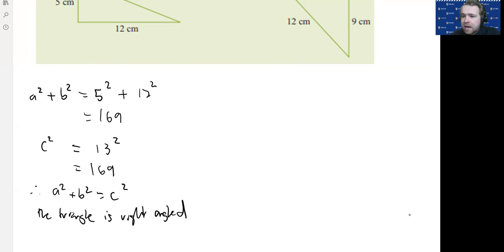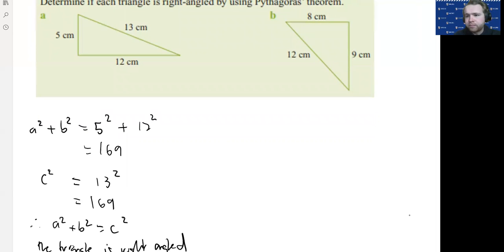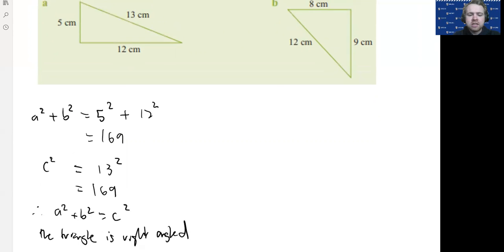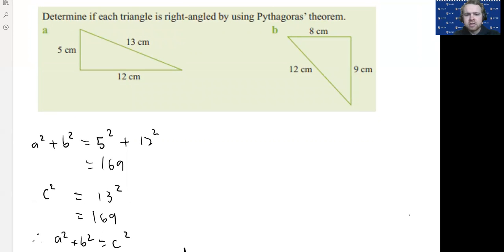The way we set out our working and show our logic is important. We first worked out what a squared plus b squared was, and we wrote that down, substituting the values of the short sides in for a and b. And we got our answer. Then we did a new equation and found what c squared was equal to. We recognized that we got the same answer for the two. So therefore, a squared plus b squared equals c squared, and it's a right-angled triangle because it follows Pythagoras' theorem.